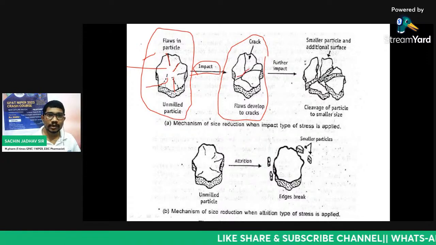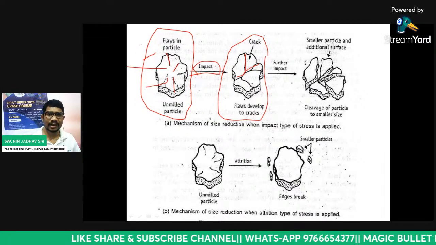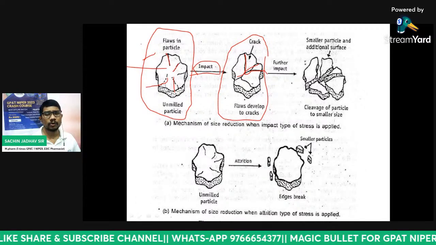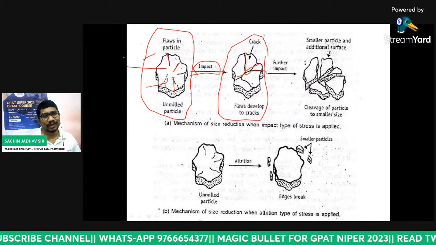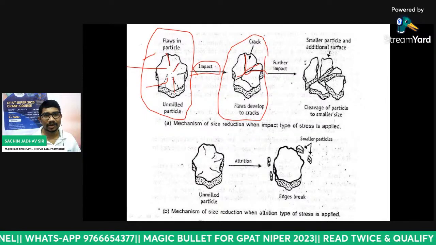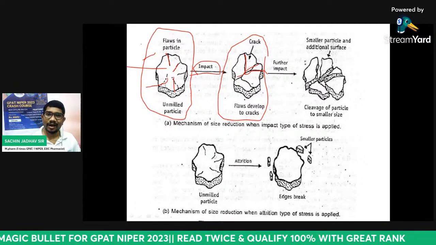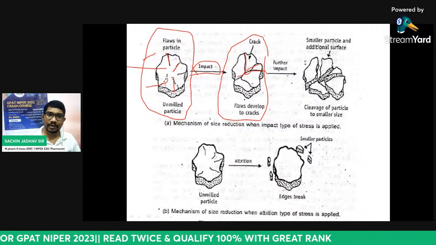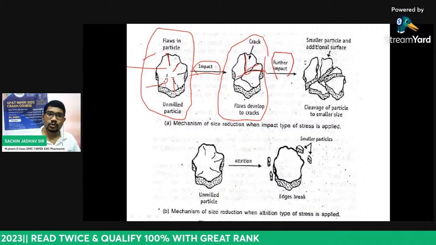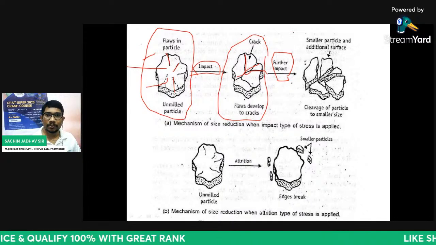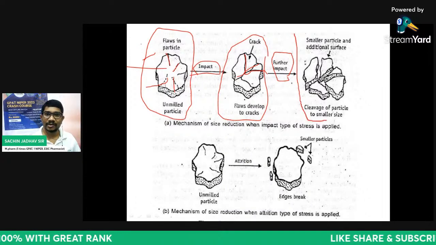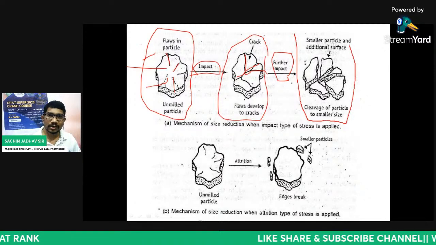तो क्रैक होगा वहाँ पे, डेवलपमेंट ऑफ क्रैक होगा, एंड दैट क्रैक फर्दर इम्पैक्ट अपॉन दैट क्रैक लीड्स टू ब्रेकिंग ऑफ पार्टिकल। ये जो क्रैक बनेंगे आपके, जो वीक पोर्शन होगा आपका मटेरियल का, पाउडर का, उसके ऊपर अगर इम्पैक्ट करेंगे तो फ्लॉस का क्या बन जाएगा, सो क्रैक बन जाएगा। If you further increase the impact, okay, further impact that leads to smaller particles, breaking of particles, cleavage of particle in a smaller size. So that's how.